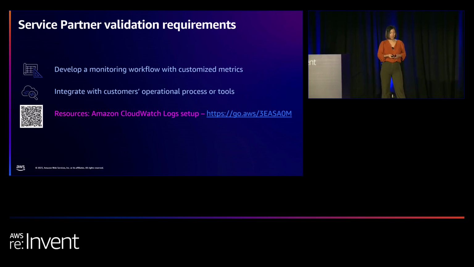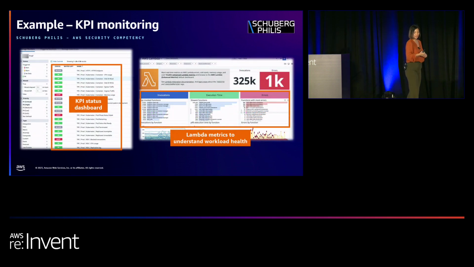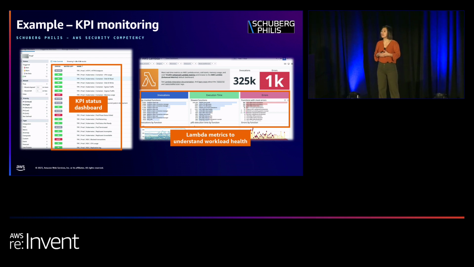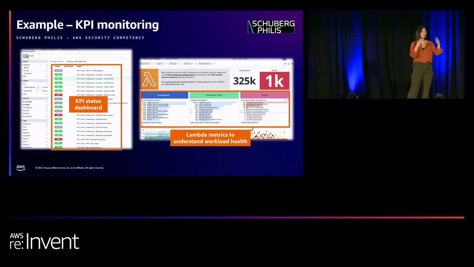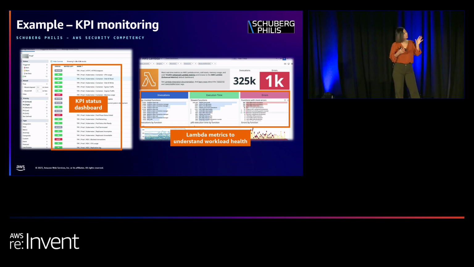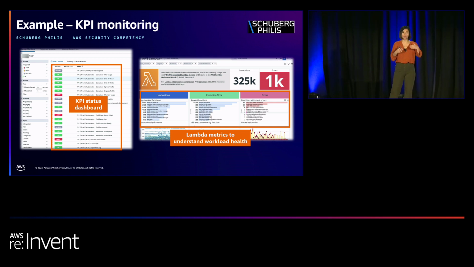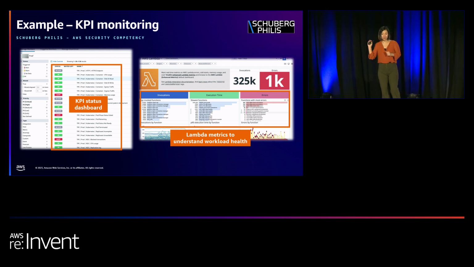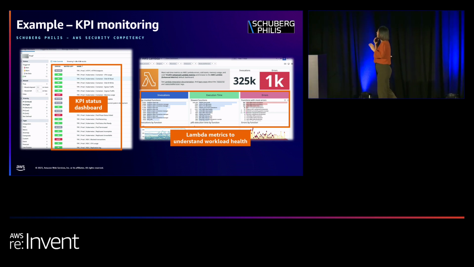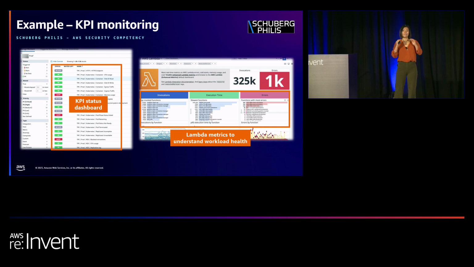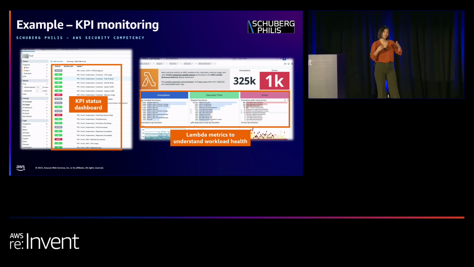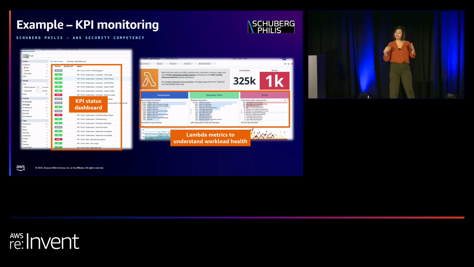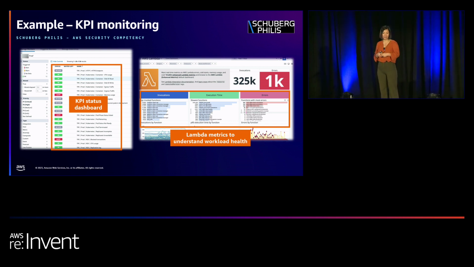An example we want to show here is Schubert Phyllis. This is one of their security competency applications where they're demonstrating all the workload health monitoring they're doing. Not only do they have a dashboard demonstrating different KPIs, status, what's in alert, what's green, and what they're tracking, either Lambda functions or containers or whatever they're building for that particular customer use case, they also have the Lambda metrics to understand workload health: if this amount of errors is showing, or if this is the execution time, what does that mean for that application? This way, it's clear they understand the full cycle of the business, and they're demonstrating how they're helping customers deliver that.